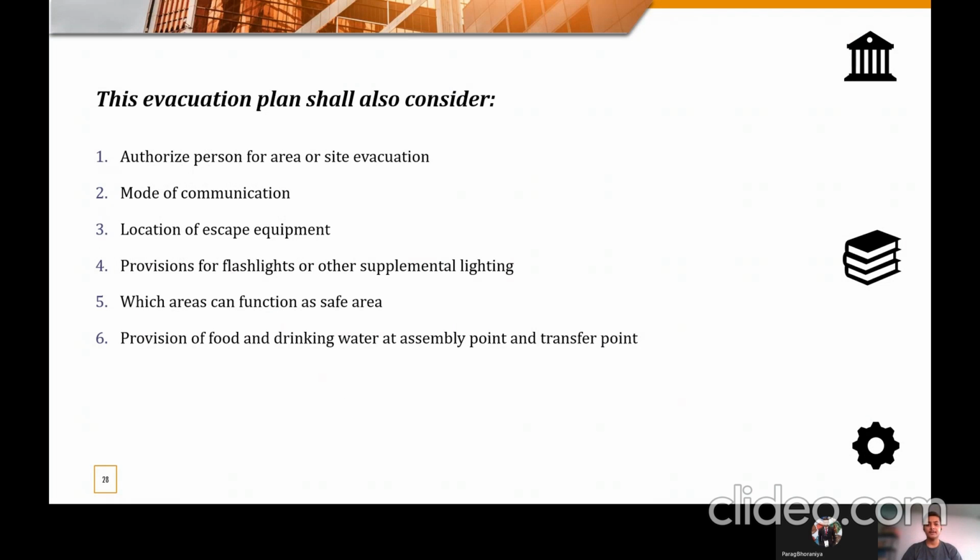The evacuation plan should also consider the following points: the authorized person in the area of the site of evacuation, who has the authority to lead the evacuation plan; the mode of communication between them, as I said earlier, via sirens, alarms or radio signals; and the location of the escape equipment, the gathering or assembly points and the transfer points, which are areas considered safe from the emergency.